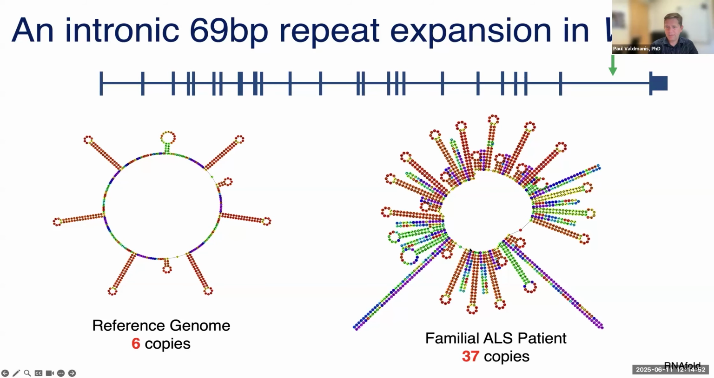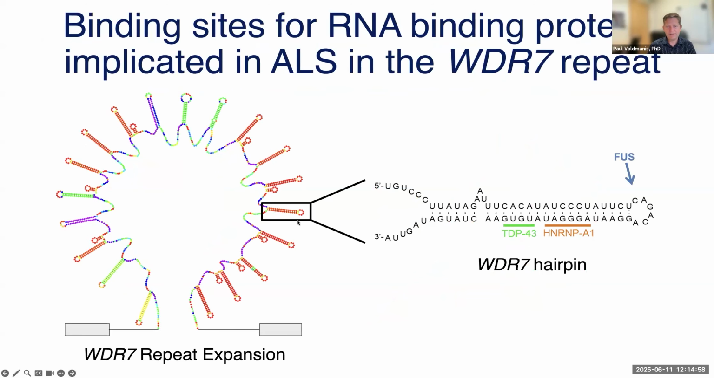And then in the familial case with ALS, you actually have 37 copies of this repeat. What's more intriguing is that each copy of this repeat actually has a predicted binding site for both TDP43 and FUS, which binds to the exposed loop of a stem loop structure. And so you can imagine that if you have more copies of this repeat, the more likely you're going to have association with some of these proteins that are aggregating in disease.